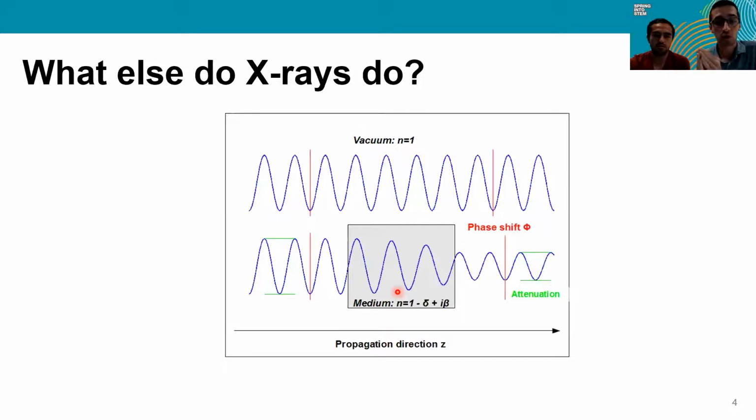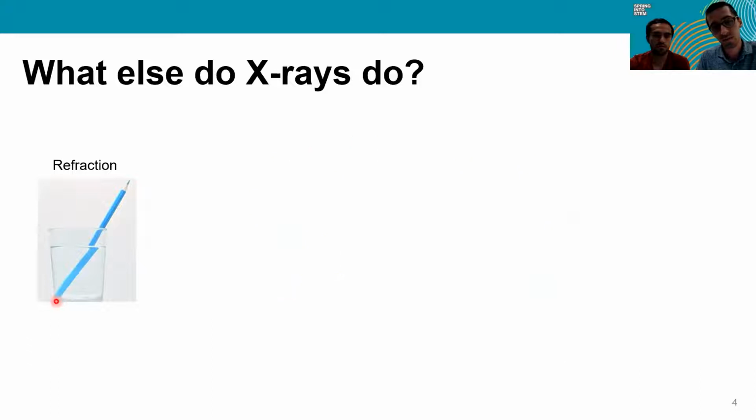These phase shifts are microscopic, really small, but when they accumulate, they cause something called refraction. And refraction is the fact of light, in this case, X-rays, changing direction. Okay, so you have light, it reaches an object, and then it changes direction. This is the reason why we get something like this, for example, where you have the pencil in water, and because the light, when it reaches the water, it changes direction, the pencil looks broken, like this.